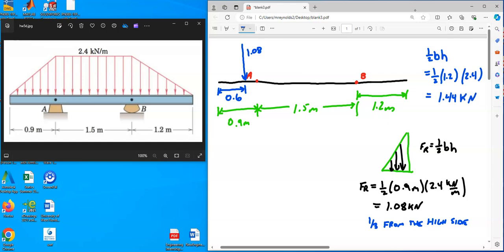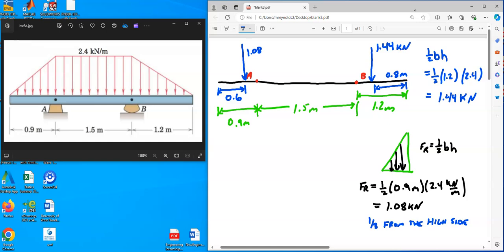And again, where do you put that? Well, you know it's going to be closer to B than to the end of the beam. But if you use my handy thing, 1/3 from the high side, it would be 1/3 of the whole distance, 1.2 meters, as measured from B. So if you measure from B to the arrow, it's going to be 0.4 meters. But if you measure from the arrow to the edge here, that's going to be 0.8 meters. Okay? So we got that, and that is a 1.44 kilonewton force.